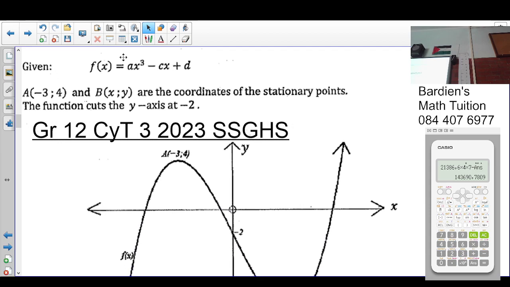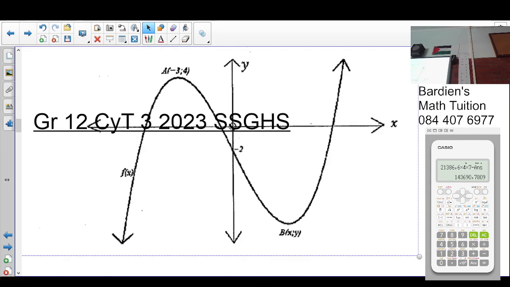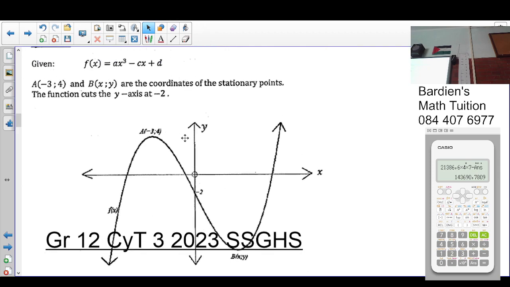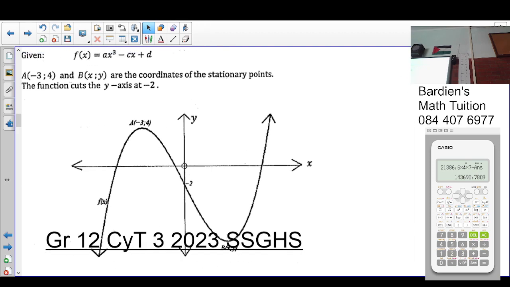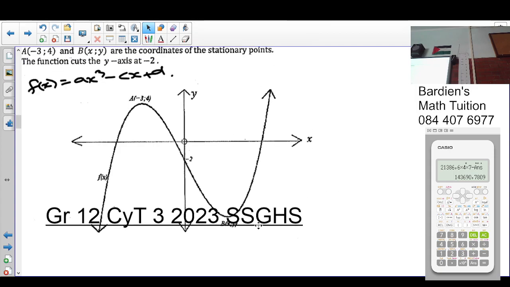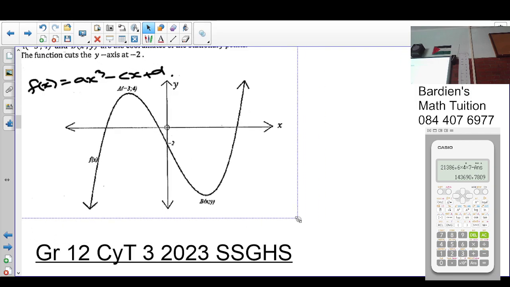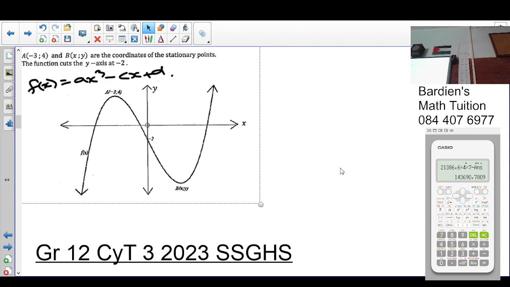Let's look at question 2. Let's make this a bit smaller. So here we are given, we just write the formula down. f of x is equal to ax cubed minus cx plus d. The question says A, which is negative 3 and negative 4, and B, which is x and y, are the coordinates of the stationary points. The function cuts the y-axis at negative 2. People think that means your constant is negative 2.